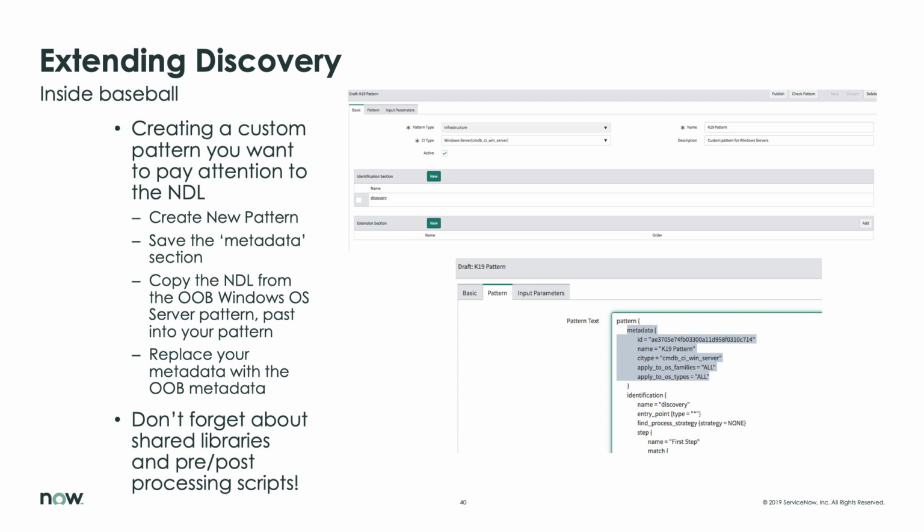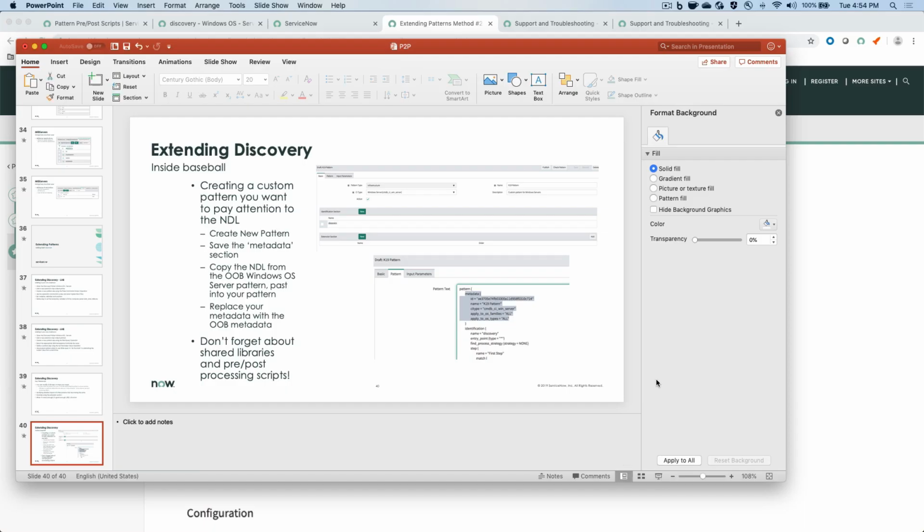You've got a lot of different moving pieces here to be able to do what you want to do when copying an out-of-box pattern. But really, this is the secret key right here: create your own, including an identification section, grab your metadata, copy and paste the out-of-box pattern from the infrastructure pattern, replace your metadata, and you're good to go.